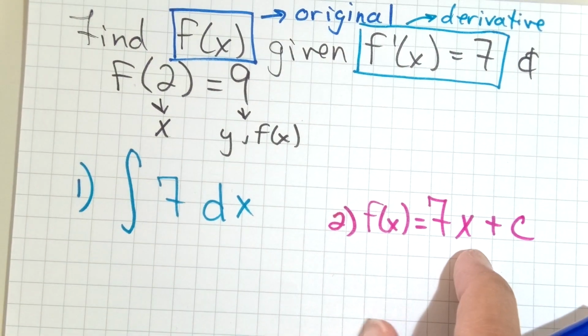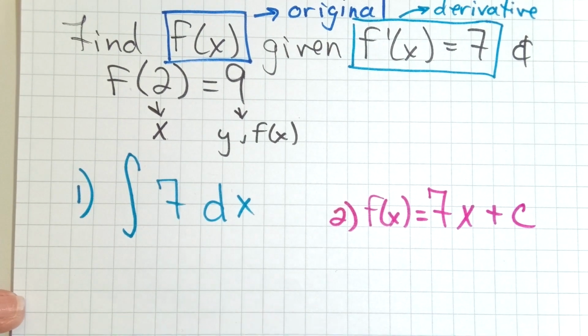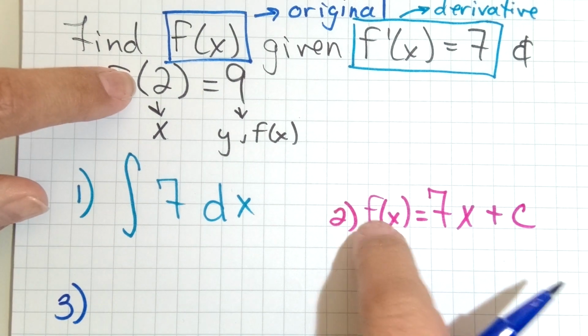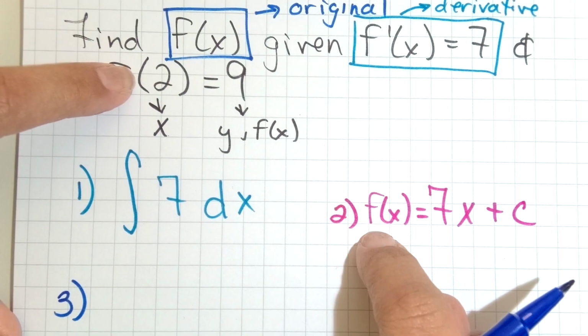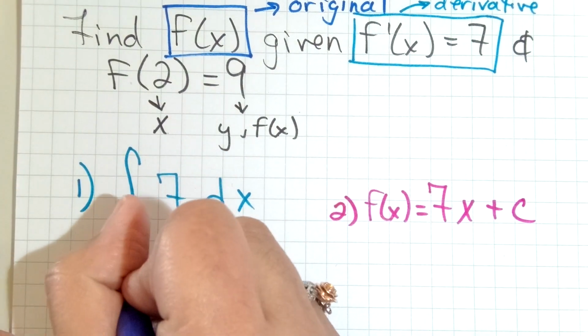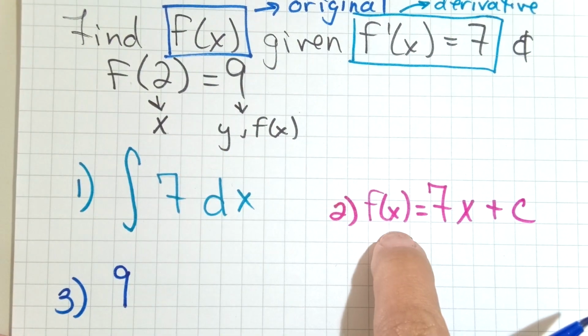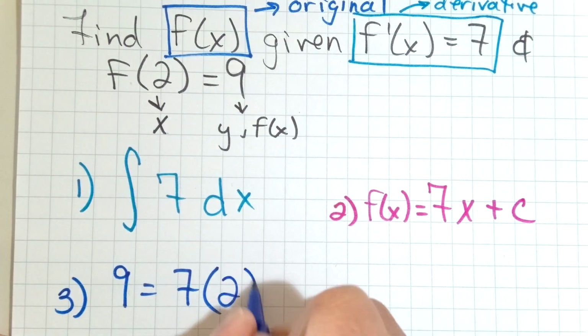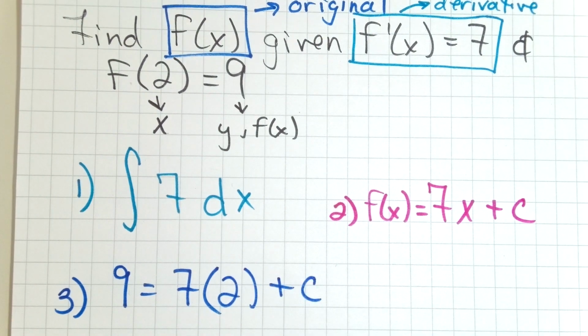I don't have to simplify. There's nothing I need to add. There's nothing I need to divide. So I can move on to step 3. Step 3 says to sub in the values given to solve for C. So I'm going to use this part in 2, and I'm going to substitute in my 2 and my 9. 9 is f of x, so you see I'm just substituting in 9. And then x is 2, so I'm substituting in 2. Questions?